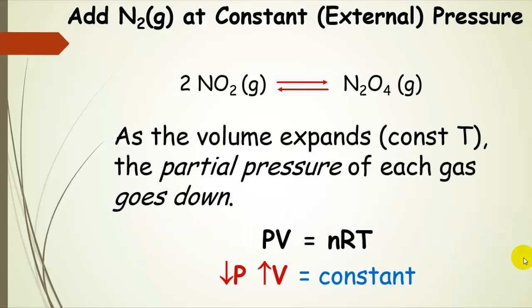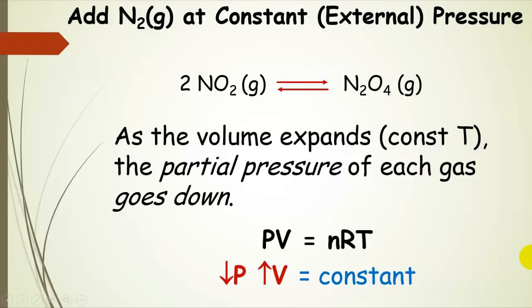And if the volume increases, then the partial pressure of each of the gases in the container is going to go down. Using the same expression that we used earlier, we're increasing the volume in order to remain at a constant value here, so the partial pressure of each gas has to go down. As the volume expands, the partial pressure of each gas goes down.